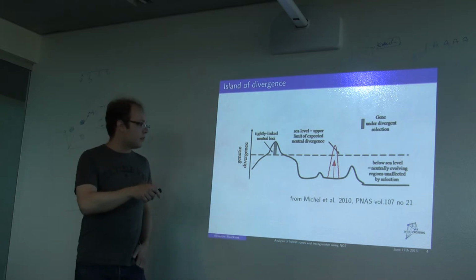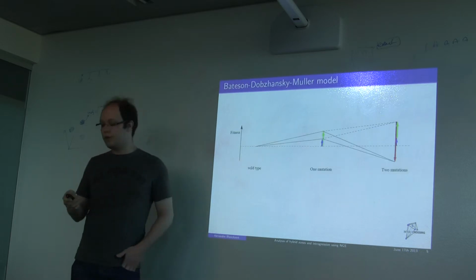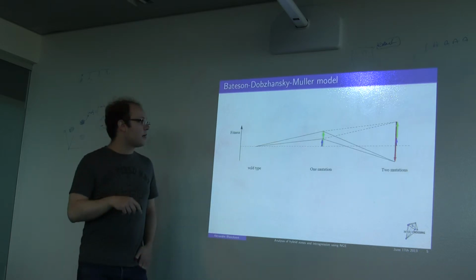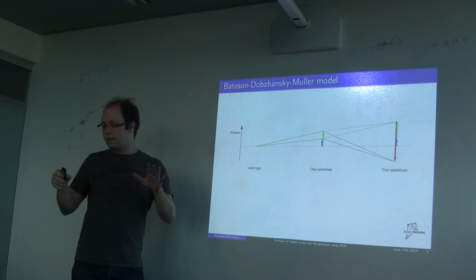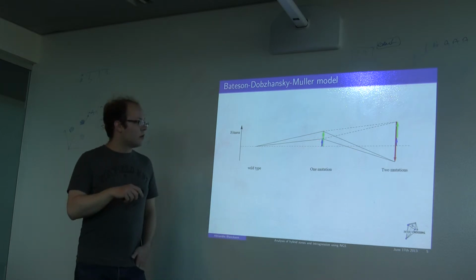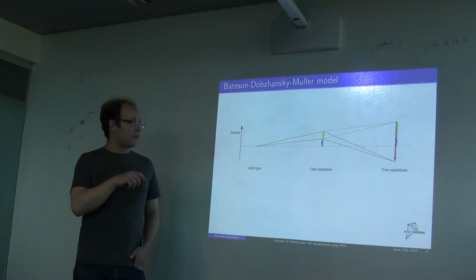And to represent these incompatibilities, we are using the Bateson-Dobzhansky-Muller model. The idea of this model is that you are considering only two loci, and you have two new mutations. At the first locus, you have the blue one. At the second locus, you have the green one. Both are advantageous, as you can see here. Here is the fitness, and here is the level of the wild type.